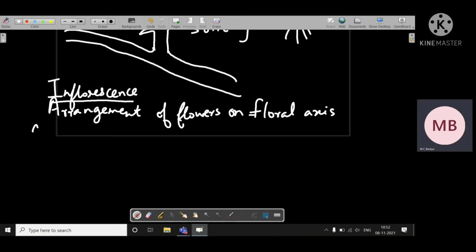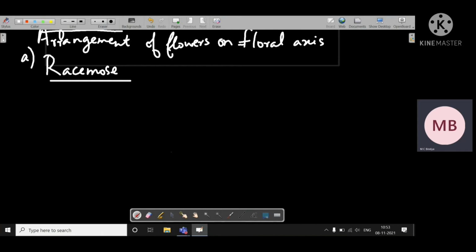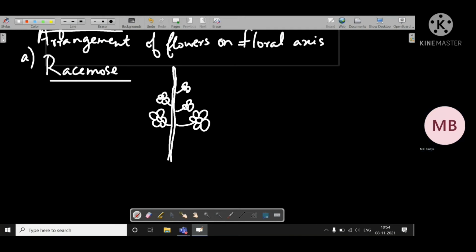They can be of two types. One is called racemose inflorescence. In racemose inflorescence, the apex or the tip of the plant continues to grow. And the basal part of the flower will be the oldest flower. Whatever flower is at the base will be the oldest, and as the shoot grows, new flowers arise. That means the youngest flower will be at the tip.